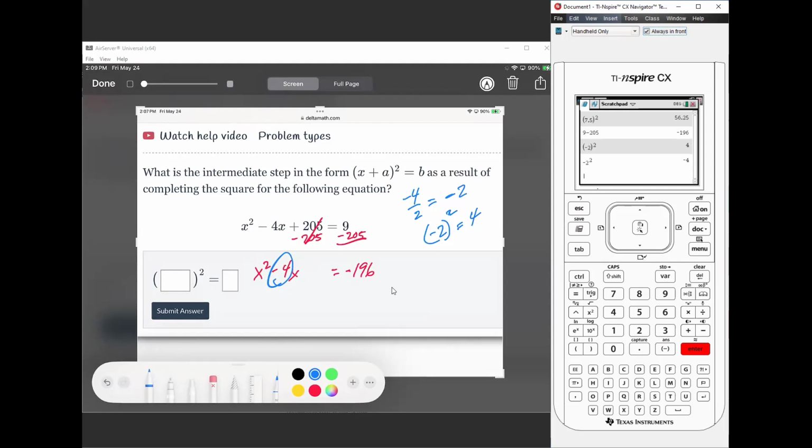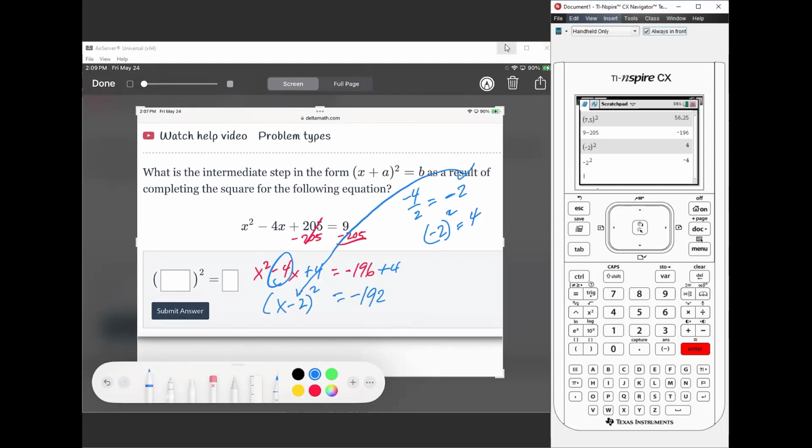All right, let me go ahead and finish this. So we're going to add 4 and add 4 here. Then this is just going to be (x minus 2) squared. That's how we get this. And then it's going to be negative 196 plus 4, so that's going to be negative 192. So that's what we're going to do.